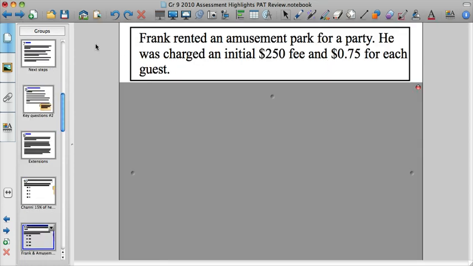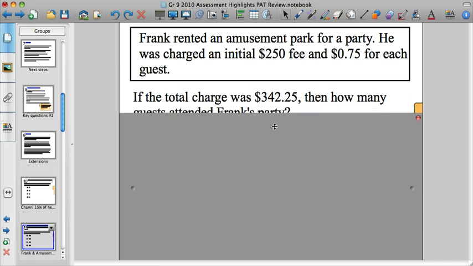There are many more examples, but again, start with the context. Here we have an amusement park that charges $250 as an initial fee and then 75 cents for each guest. Make sure that the kids understand the vocabulary, understand the concept, facilitate discussion about this, and get them to ask questions. What questions could we ask? And then actually find solutions to those questions.